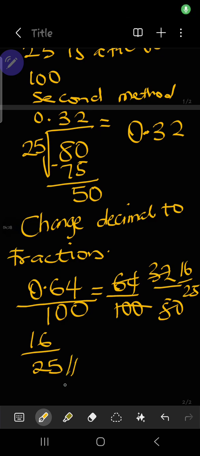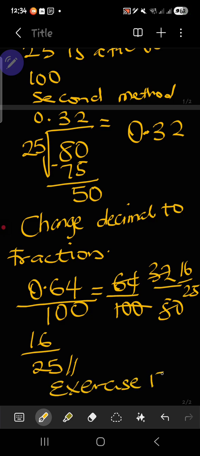Now do exercise 15.1 in your checkpoint book. I'm going to put the work beneath this post. So you do exercise 15.1. Thank you.